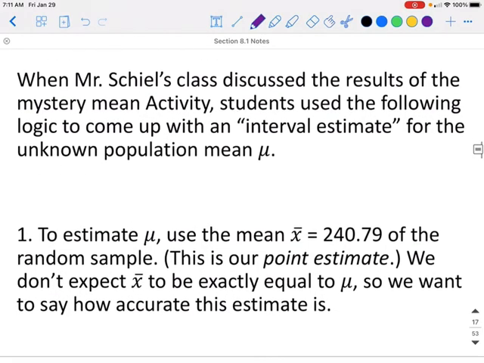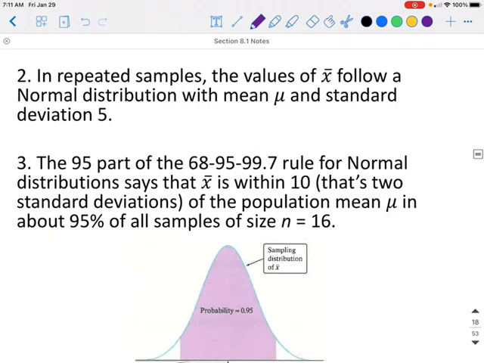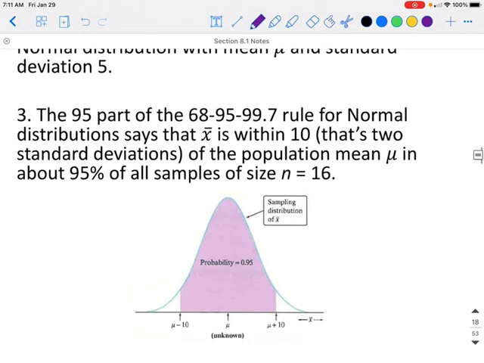So when Mr. Shields' class discussed the results of the mystery mean activity, students used the following logic to come up with an interval estimate for the unknown population mean mu. To estimate mu, we're going to use the mean x bar equal to 240.79 of the random sample. This was our point estimate. We don't expect that x bar will be exactly equal to mu, so we want to say how accurate this estimate really is. In repeated samples, the values of x bar follow a normal distribution that has a mean of mu and a standard deviation of 5.